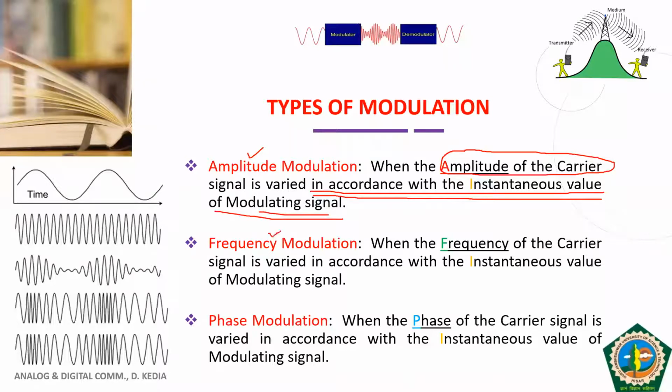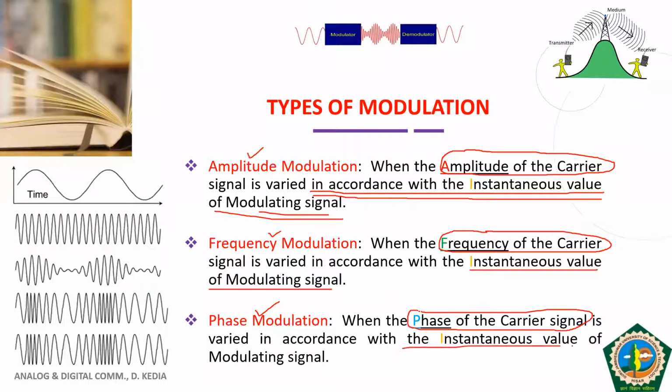In case of frequency modulation, the frequency of the carrier is varied, not the amplitude, not the phase. So the frequency of the carrier is varied in accordance with the instantaneous value of the modulating signal. Similarly, in phase modulation, the phase of the carrier is varied. And how do we vary? In accordance with the instantaneous value of the modulating signal.